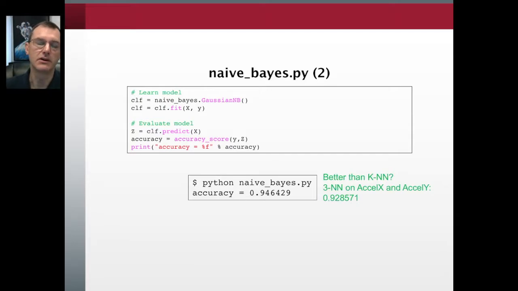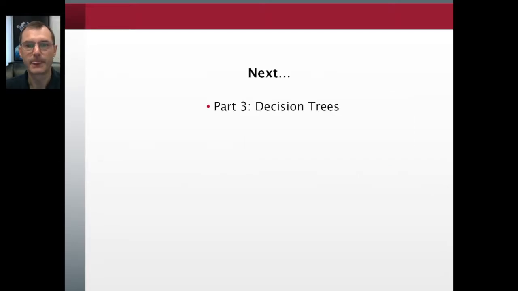Okay, so that's our treatment of naive Bayes. And in the next part, we'll be looking at yet another classification method based on learning decision trees.